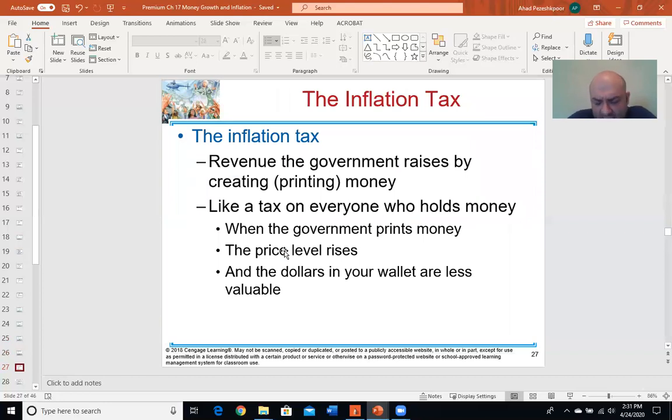But then you may ask, why would the government do that? Why would the government want to print money? I mean, are they crazy? Why would they just print money? What forces them to do that?